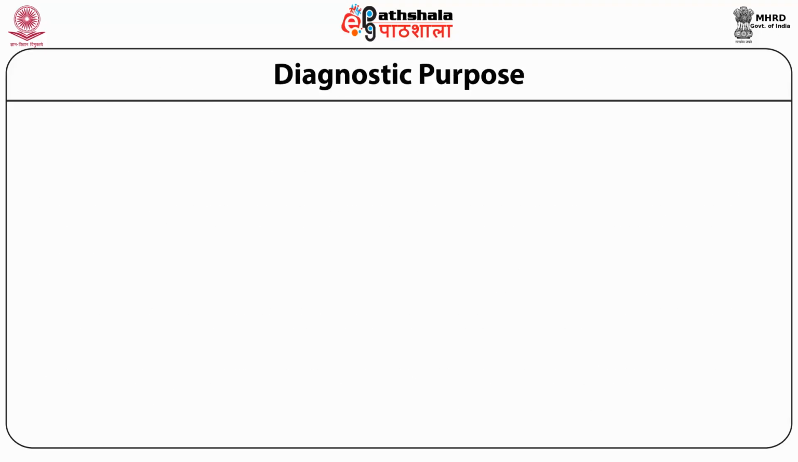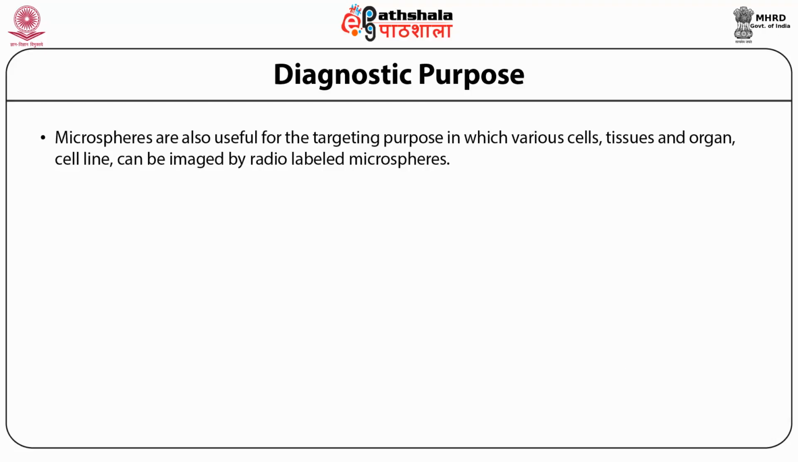Diagnostic purposes of microspheres. Microspheres are also useful for targeting purposes in which various cells, tissues, and organ cell lines can be imaged by radio-labeled microspheres. Particle size analysis of microspheres is a main factor in determining the imaging of particular sites. For example, particles injected intravenously will become entrapped in the capillary bed of the lungs. This is used in imaging of tumor masses in the lungs using labeled human serum albumin microspheres.